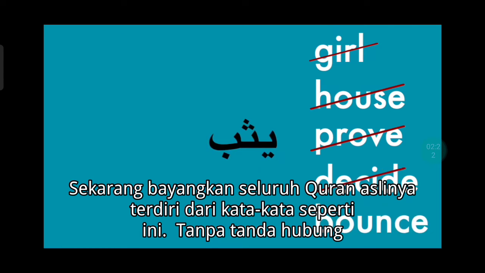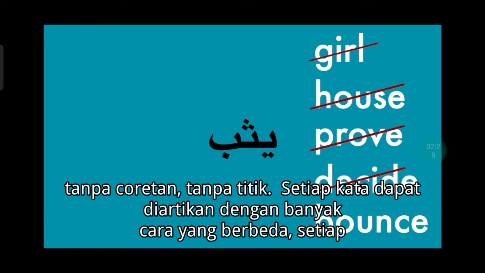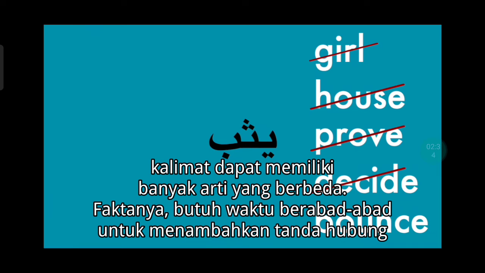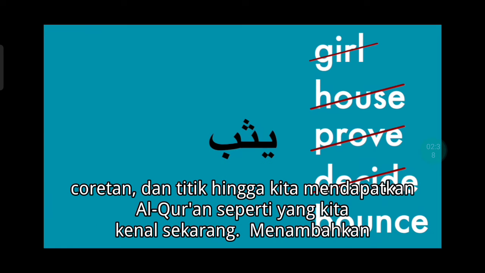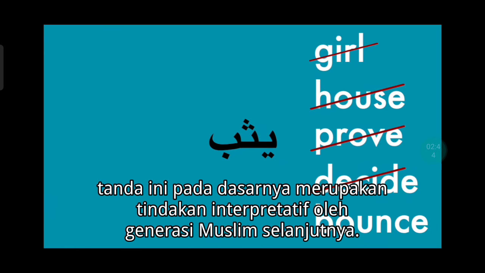Now imagine the entire Quran being originally composed of words just like this. No dashes, no squiggles, no dots. Each word can be interpreted in many different ways. Each sentence can hold countless different meanings. In fact, it took many centuries for the dashes, squiggles and dots to be added until we ended up with the Quran as we know it today. Adding these marks was in essence an interpretive act by later generations of Muslims.